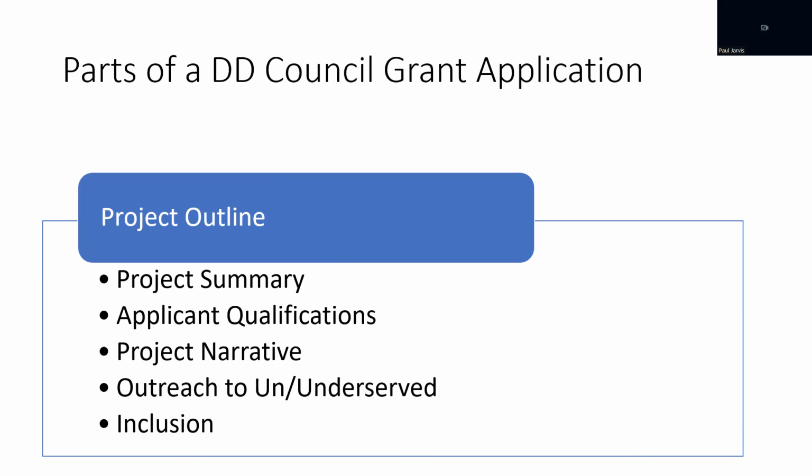The next section of the application is the project outline, which includes all of the narrative portions of their grant application. We ask each applicant to provide a project summary to identify their qualifications to carry out the grant, to describe what and how they will achieve their objectives over the next 5 years, what steps they will take to include underserved populations, and how they will include people with developmental disabilities in their project.